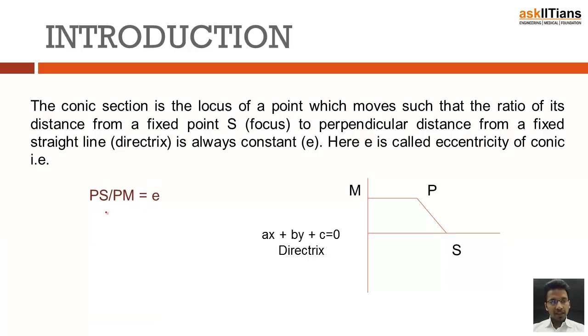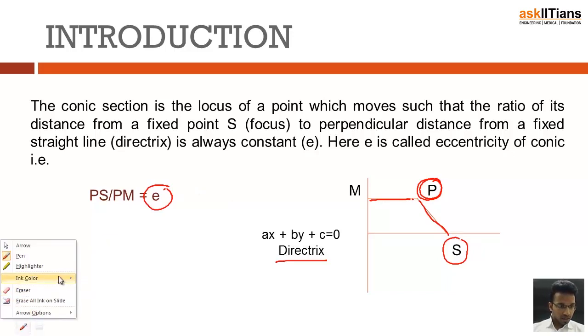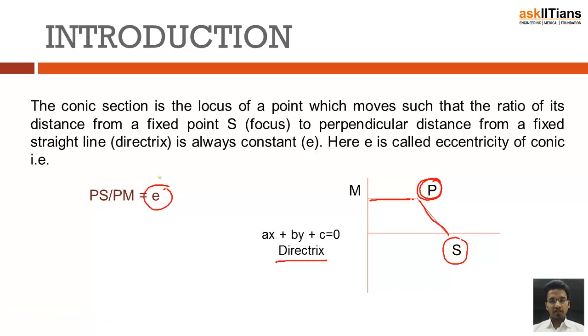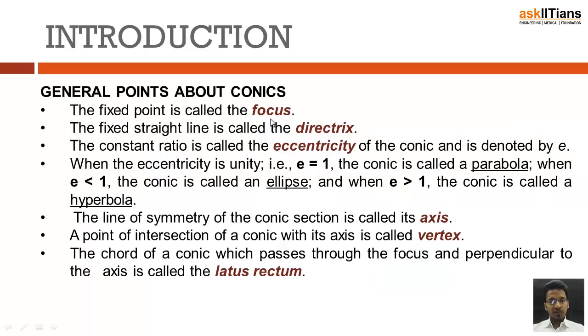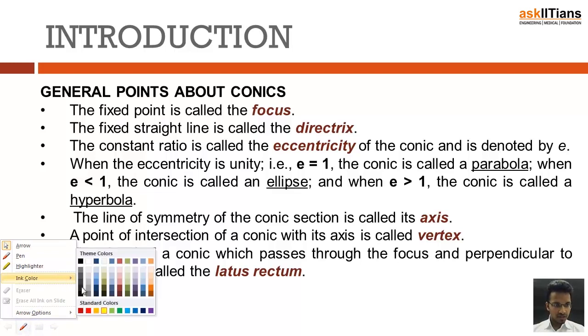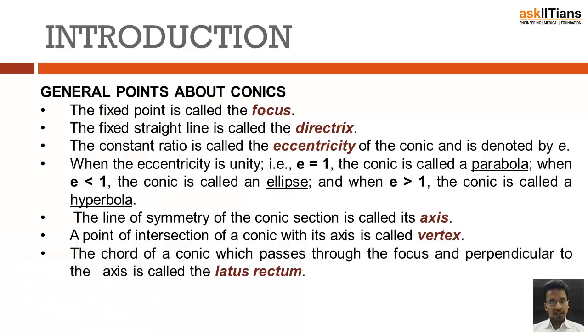As we can see, this is our point, this is the fixed line, the directrix, and this is the fixed point. We are saying this point moves such that this ratio is constant, and that constant is known as eccentricity. Based on the eccentricity, we classify the conic sections: circle, ellipse, parabola and hyperbola. As I mentioned, the fixed point is called the focus, and the straight line is called the directrix.